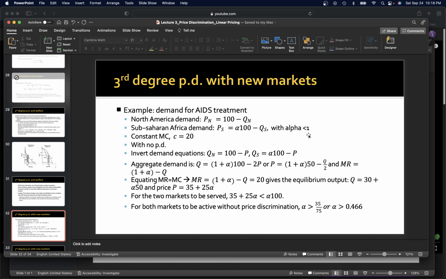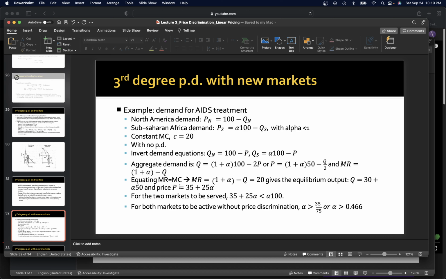So here we've got an example for North America and Africa, where alpha is a measure of how much lower their demand is relative to the United States. Okay, so this alpha is something we're interested in, to figure out what the size of it needs to be in order for a uniform price to serve both North America and South Africa. Now, the marginal cost is constant at 20. With no PD, that means uniform price, you invert the demand equations, aggregate demand, and you get marginal revenue.